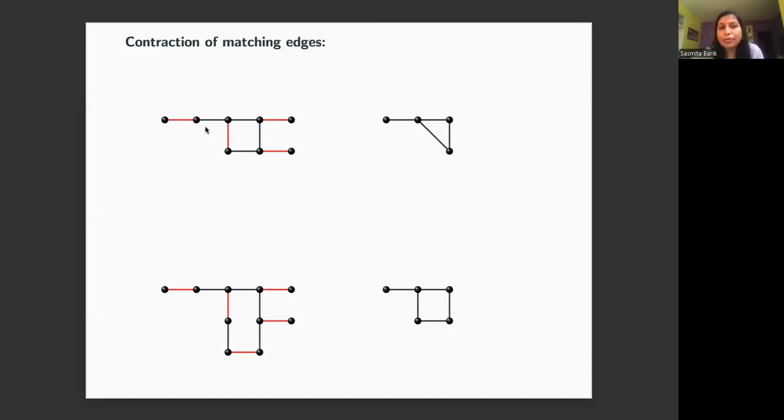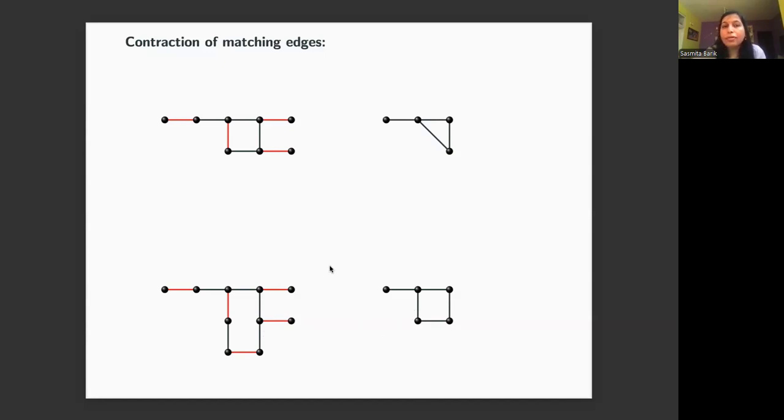So here, if you see, after contraction, the graph I got is a non-bipartite graph. I started with a bipartite graph with a unique perfect matching, and after contraction, I got a graph which is non-bipartite. And here again, I started with a bipartite graph with a unique perfect matching, but after contraction, you can observe that I got another bipartite graph.